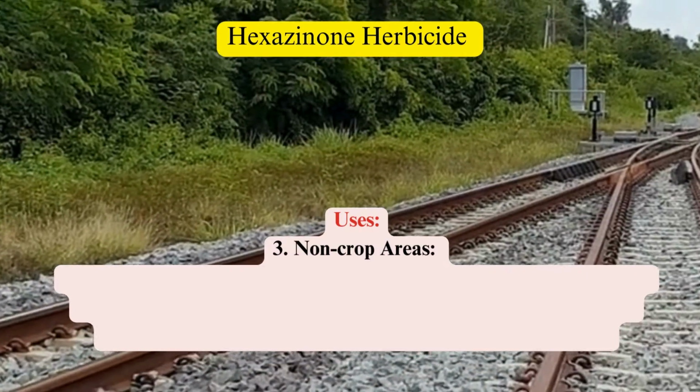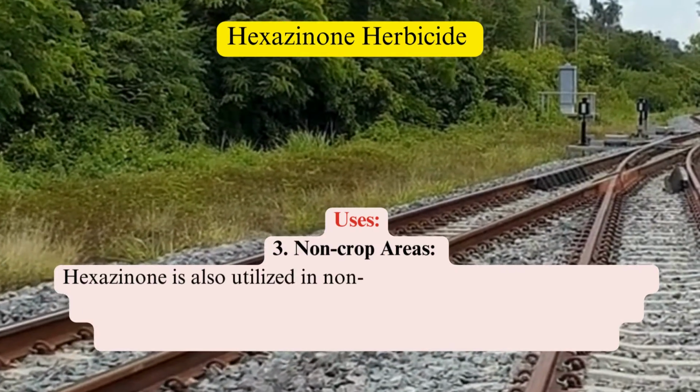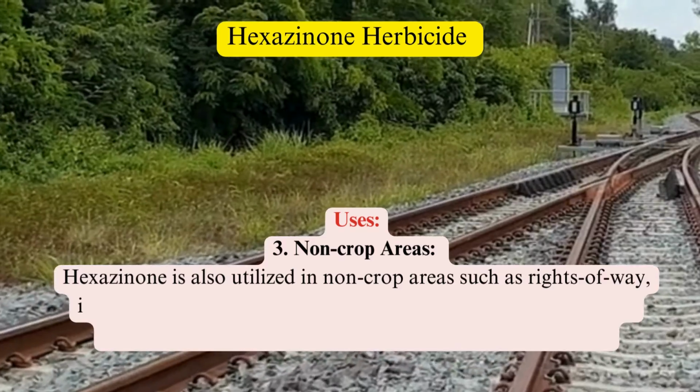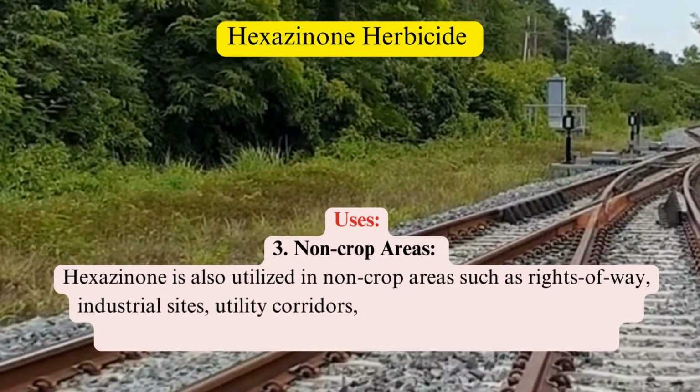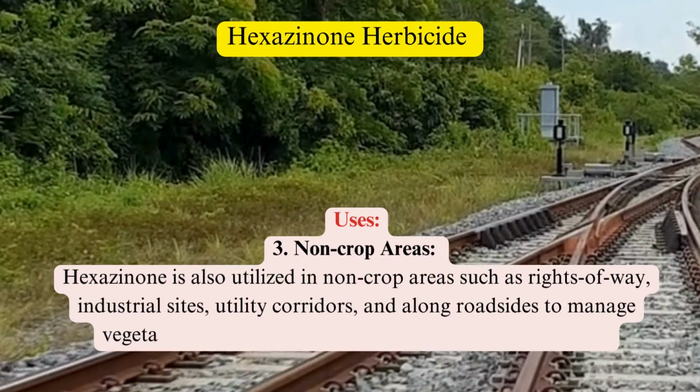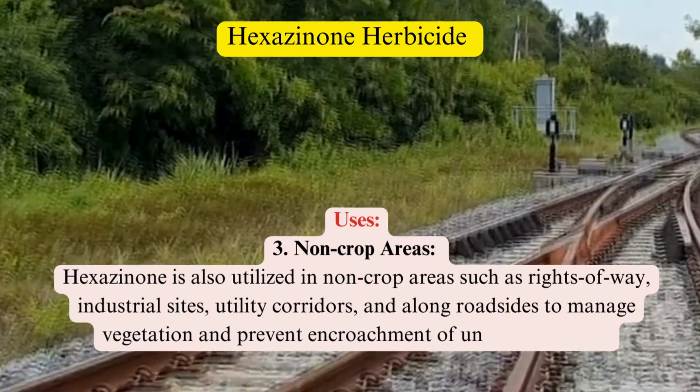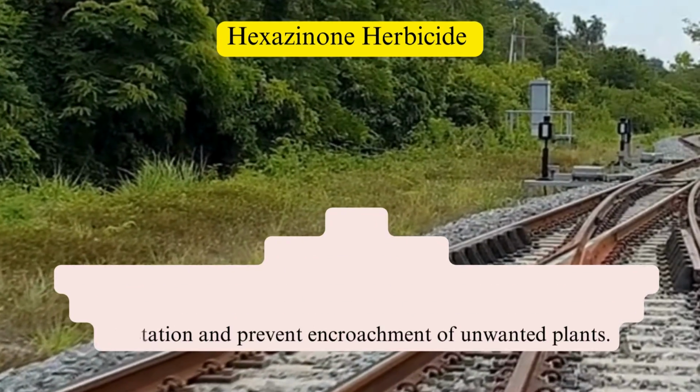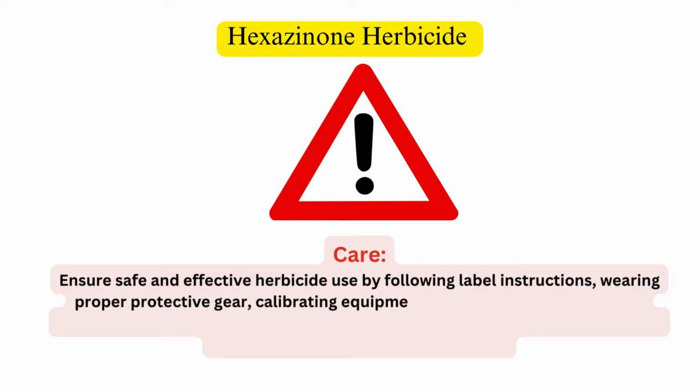3. Non-crop areas. Hexazinone is also utilized in non-crop areas such as rights-of-way, industrial sites, utility corridors, and along roadsides to manage vegetation and prevent encroachment of unwanted plants.